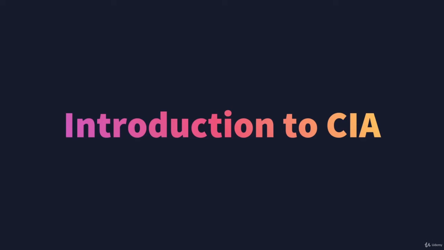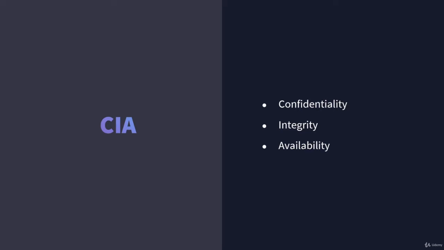Welcome to the Introduction to CIA lecture. To better define different types of security threats and how to protect against them, a model called CIA has been created. The CIA model is also known as the CIA triad. What does CIA stand for? And no, in this case it doesn't stand for Central Intelligence Agency. In cybersecurity, CIA stands for confidentiality, integrity, and availability. In the next slides, we'll go in more detail regarding each element.